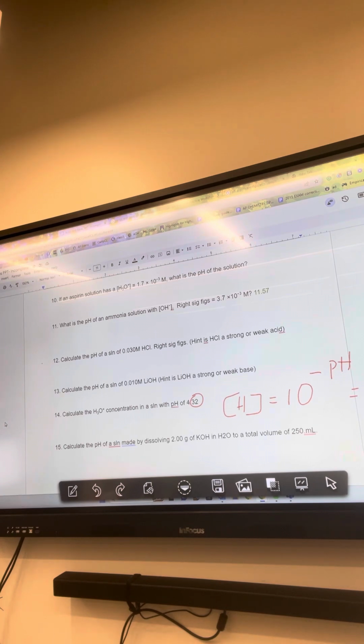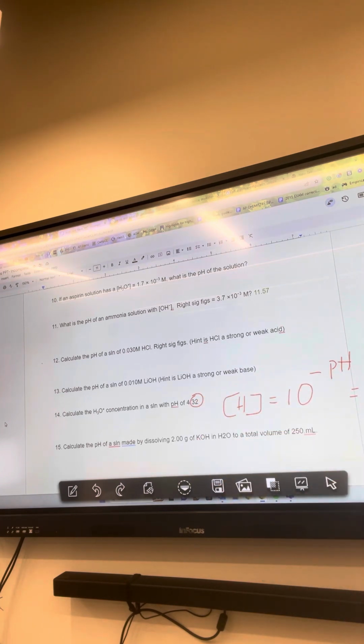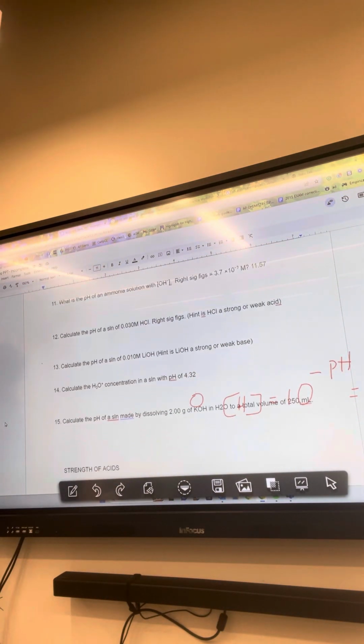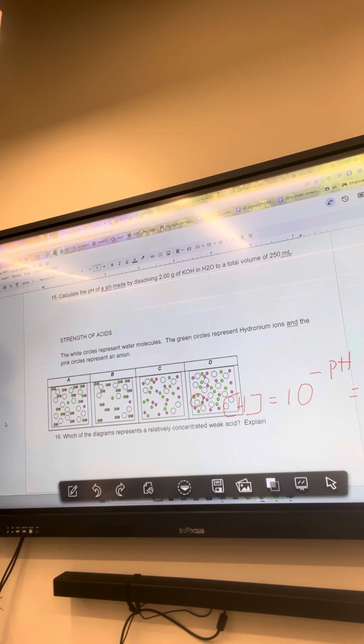It should only have two significant figures, because there are two decimals in the pH. So is the answer 4.8? That part is confusing, that's why I'm going to give you the little chart for that. Number 15, you have to convert milliliters. So let's skip 15 for now.